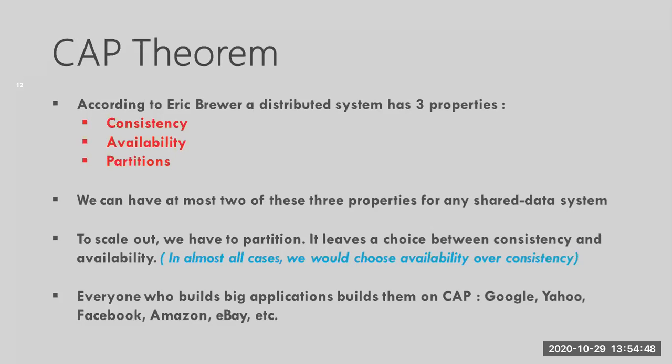Consistency, availability, partition. We have discussed that in a given time period, we can have at most two of these properties true for any shared data system. That is, either data will be consistent and available, then it will not be partition tolerant. Either data will be available and partition tolerant, then it will not be consistent. And every multinational big giant application uses the CAP theorem, like Google, Yahoo, Facebook, Amazon, eBay, etc. All use the CAP theorem for their big applications.